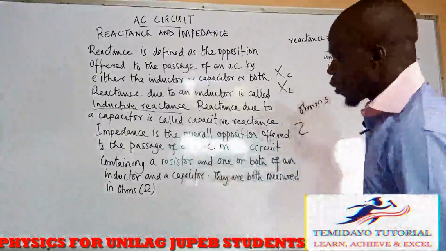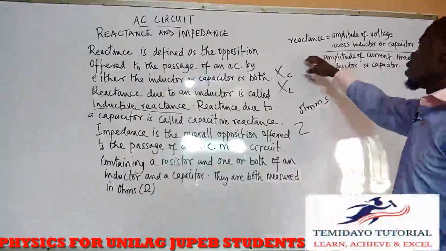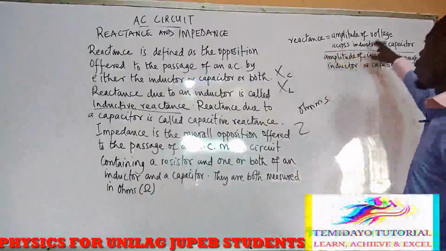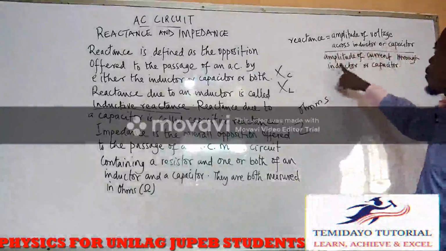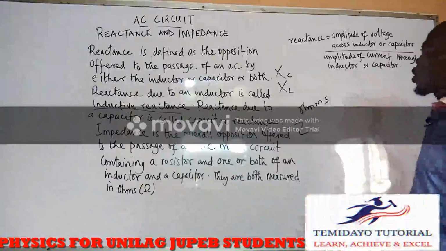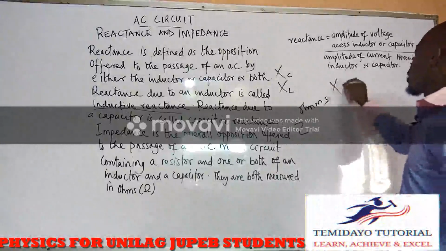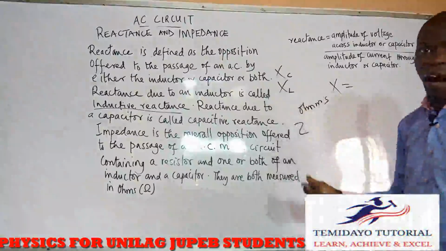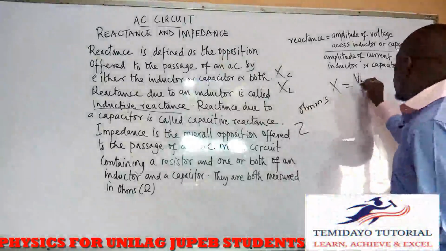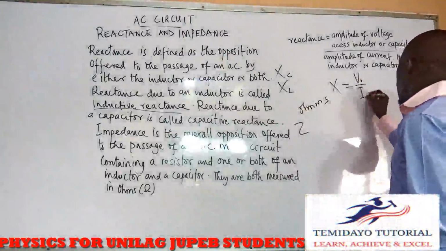Now, another thing we need to understand very fast is reactance. Reactance is equal to the amplitude of voltage across the inductor or capacitor over the amplitude of current through the inductor or capacitor. Like we said, X is the reactance, and we remember what we talked about amplitude. Amplitude is V naught over I naught.